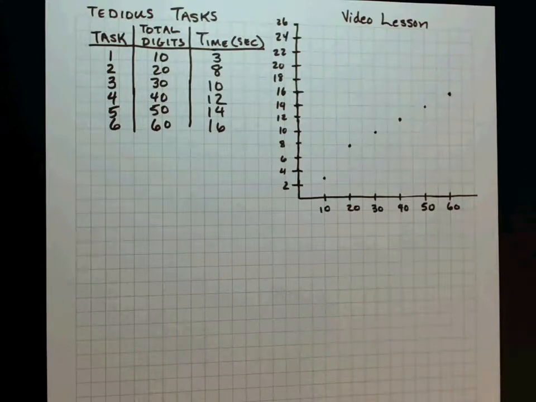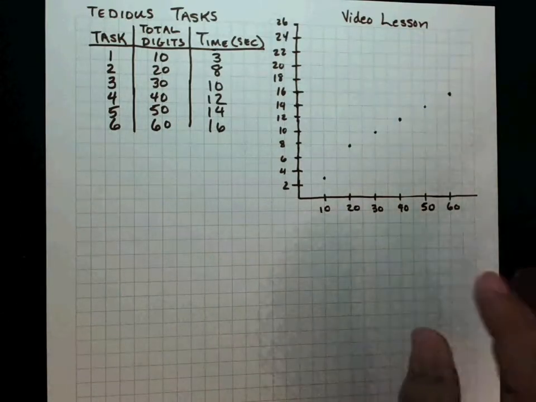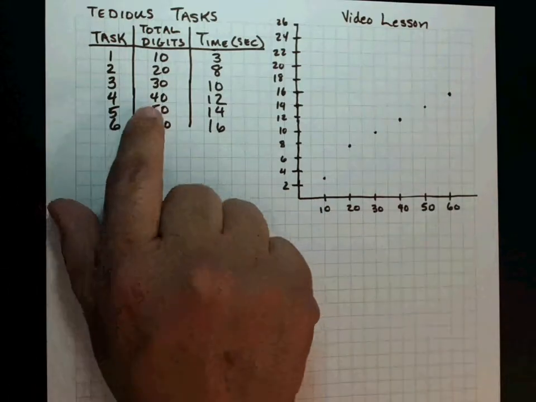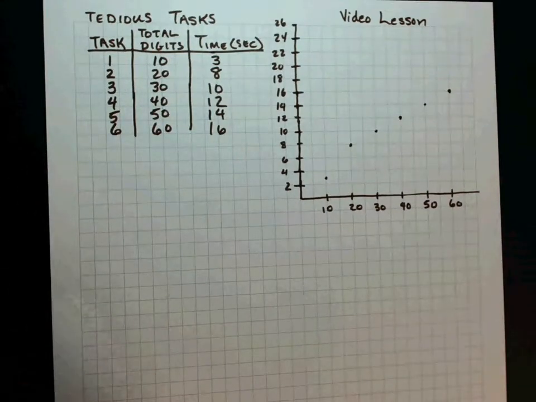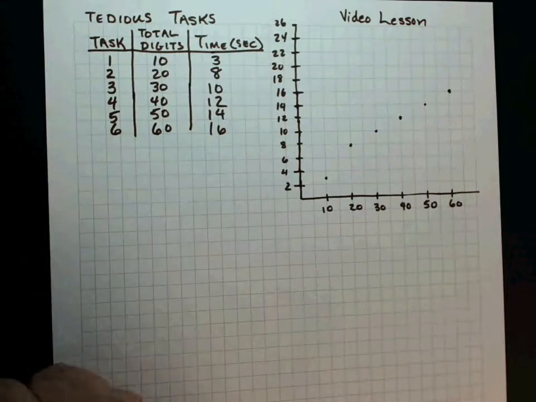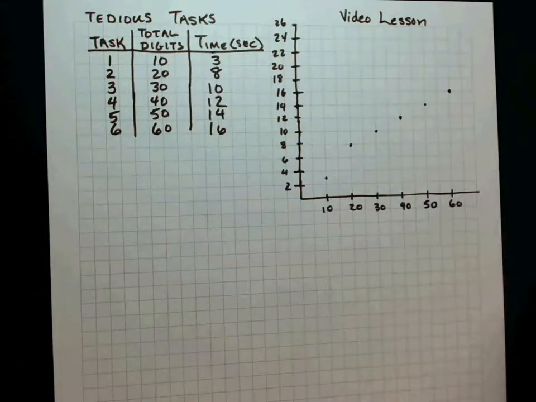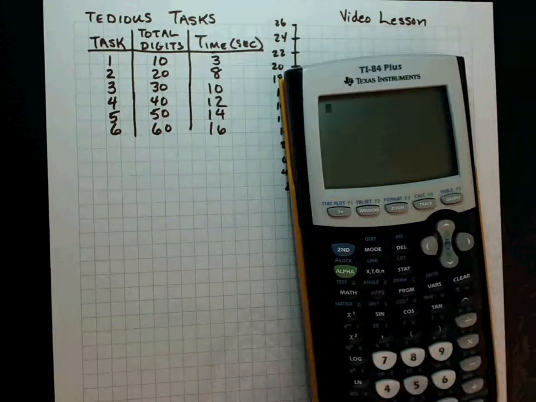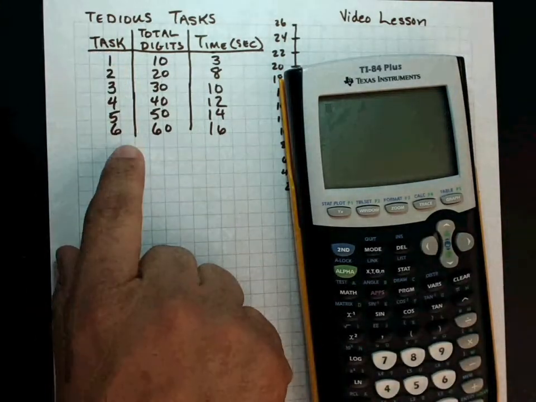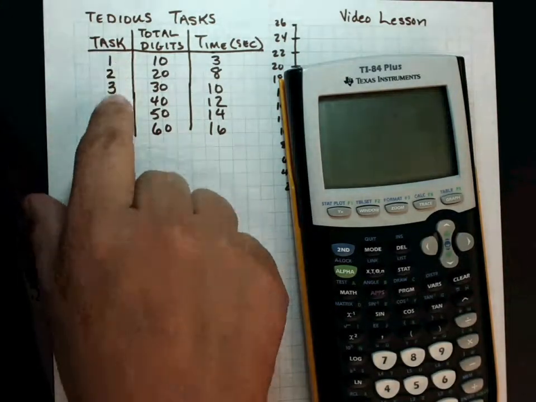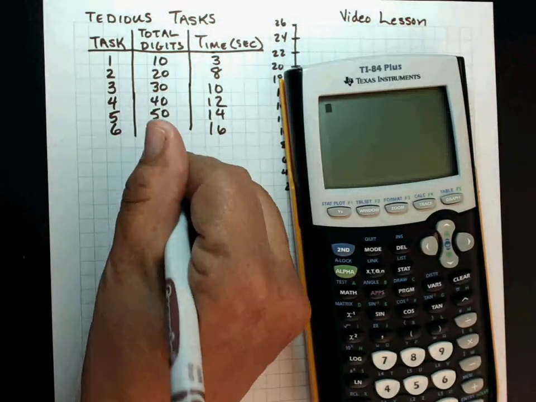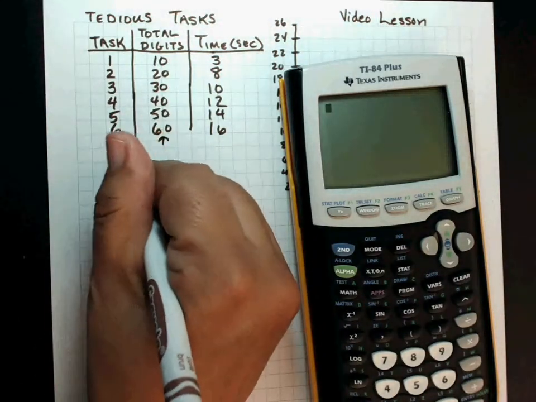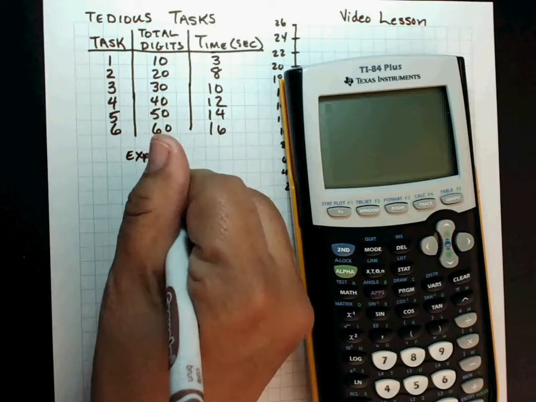Okay? And the question is, is there a relationship between the total number of digits and the time required to enter it? So when we're doing a regression, we're trying to establish a model. The easiest way to do this is to put this in your calculator. Now, some students are tempted to put in the task number, but this is not really the x. Our explanatory variable is the number of digits. So that's our x.